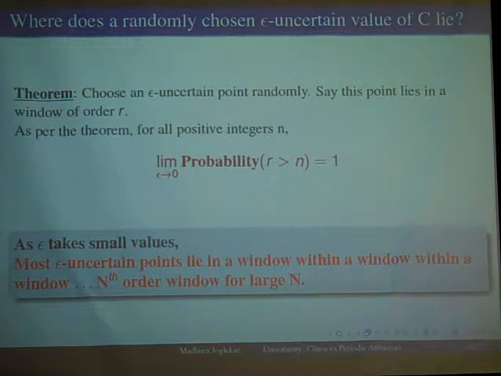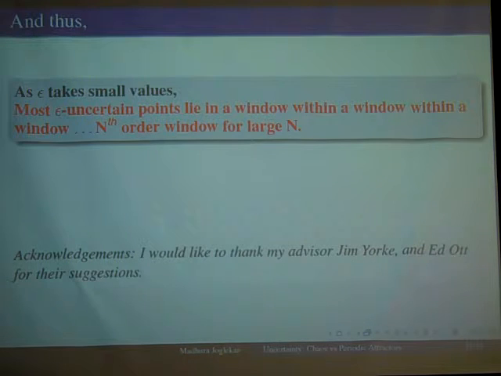So the lemmas that were used were based on the fact that assuming self-similarity, it can be proved that for any value of order k, an epsilon can be chosen small enough so that the probability of a randomly chosen epsilon uncertain point lying in a k plus 1th order window can be made arbitrarily large as compared to the probability of it lying in a kth order window. So that's my main result.